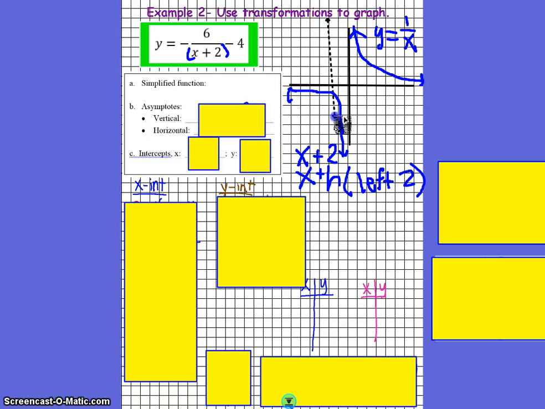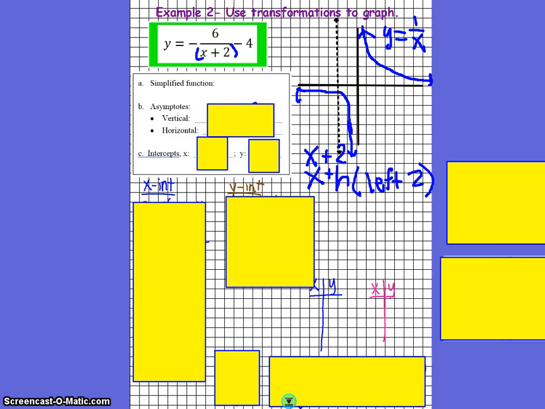which moves our vertical asymptote to negative 2. So go ahead and graph the vertical asymptote with the dotted line. And I'll graph our actual function in pink. Okay. So I know there's a vertical asymptote.